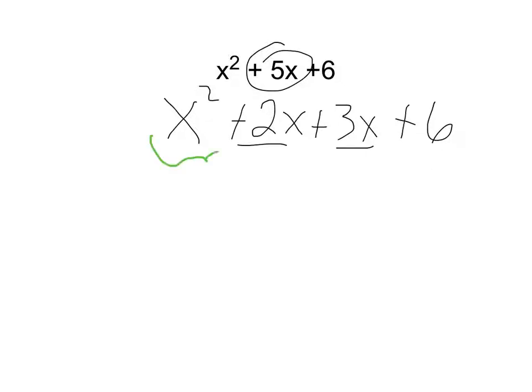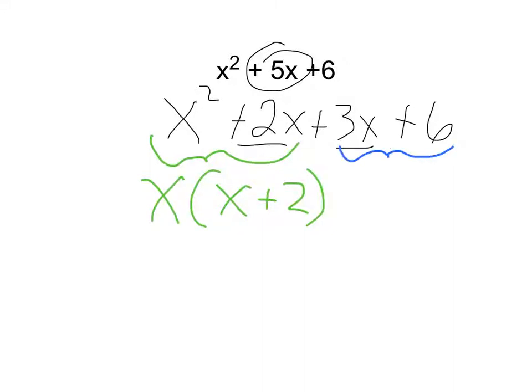Looking at my first two terms here, I see that they have a greatest common factor of x. This would be x times x plus 2. Looking at my next two terms, I see these have a common factor of 3. This is 3 times x plus 2. And this is the important part. I can see that this x plus 2 matches this x plus 2.